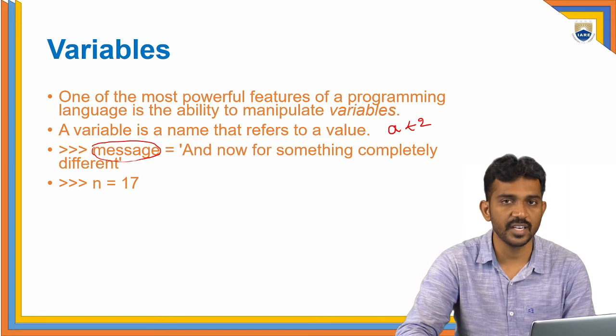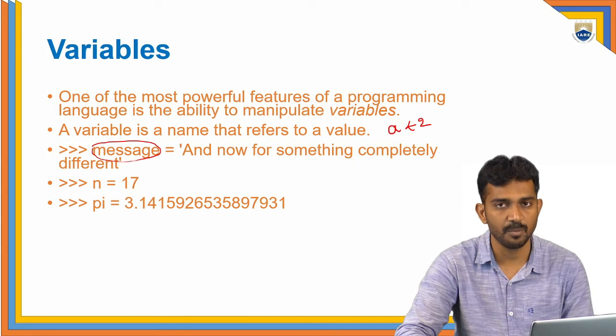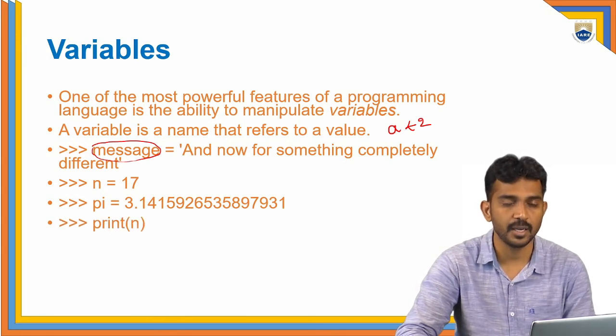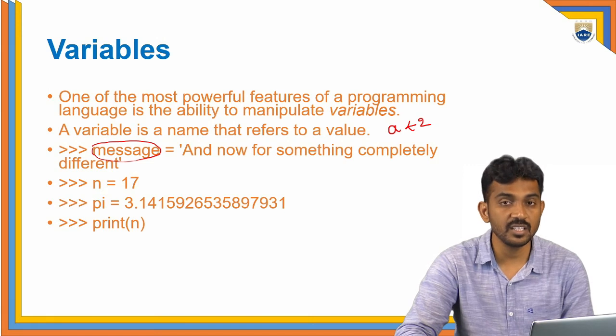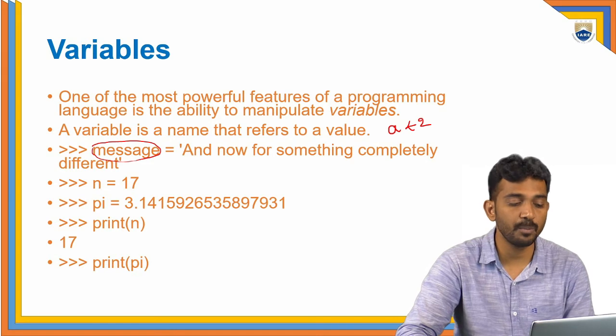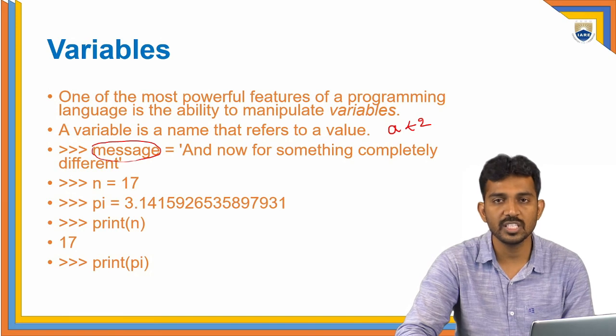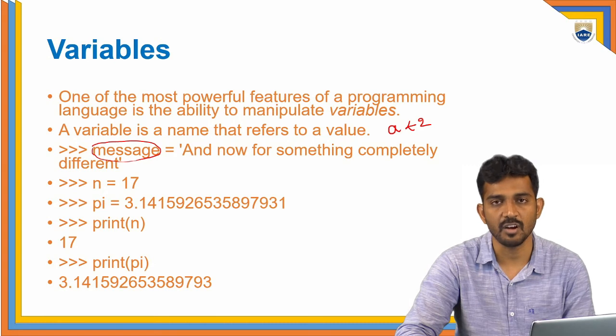See, n equal to 17. So n is a variable and it is pointing to the value 17. Pi is a variable pointing to some value like 3.14. If you print n, what is the value in n? Yes, 17, so it will print 17. If you print pi, you know the pi value is 3.1415, a long number, so that will print. Please note that a variable, also called an identifier, is used for pointing to and finding values.